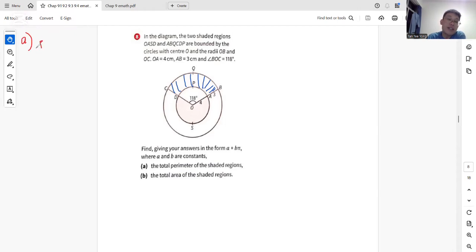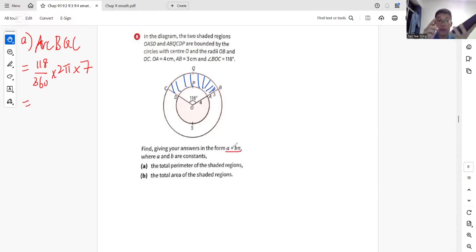So arc BQC is equal to 118 over 360 times 2 pi times the radius. But the radius here is now 7. It's not 3, it is not 4, okay? It is 7. Because they say give your answers in the form of a plus b pi, you are not supposed to key in the pi. So just key in 118 over 360 times 2 times 7. Then you will get 413 over 90 pi. Okay, that is for BQC.